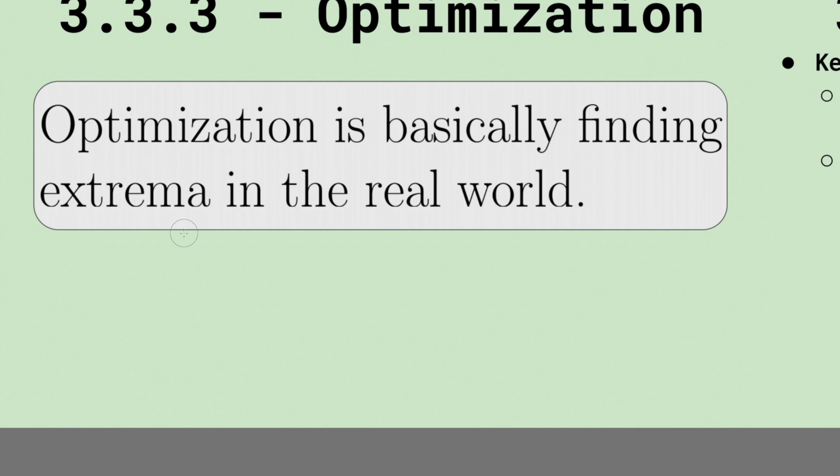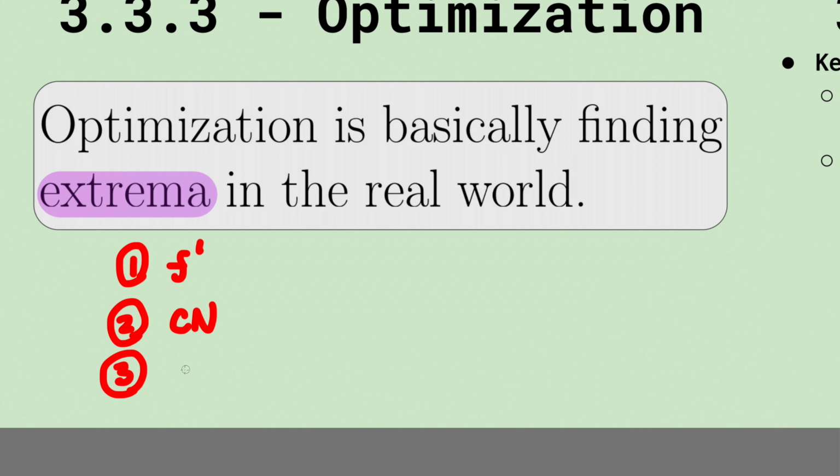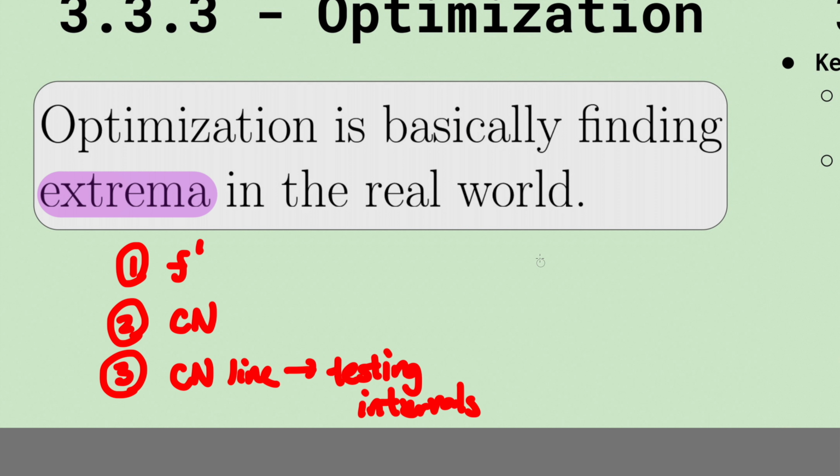All right, 3.3.3 optimization. It says optimization is basically finding extrema in the real world. I kind of already said that. So we're going to be repeating the same steps that we did in that one section where we went over extrema. Namely, say we're trying to figure out the min or max of something. Step one is find the derivative. Step two is find the critical numbers. Step three is to make that critical number line and test the intervals. And then that's basically all the steps. Step four would be to solve and use those, once you test the intervals and you know what the answer should be based on those. And that's basically where we're going to be going from there.